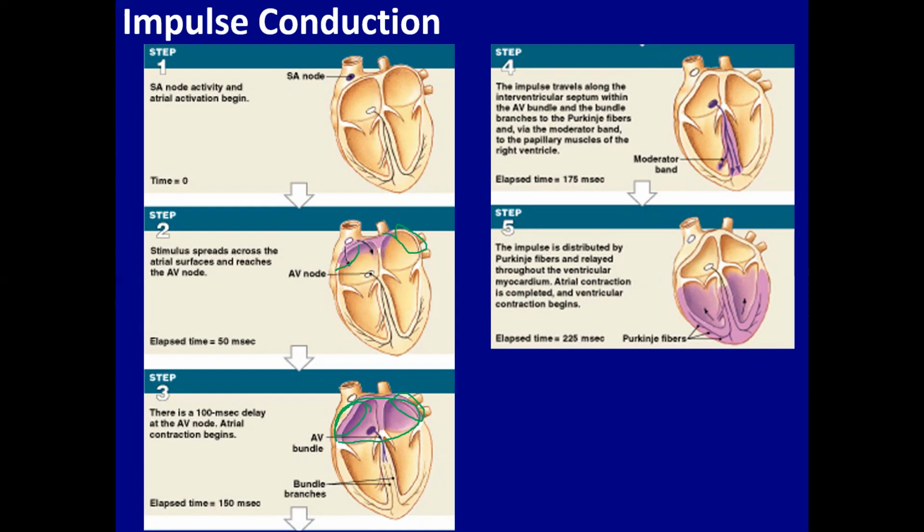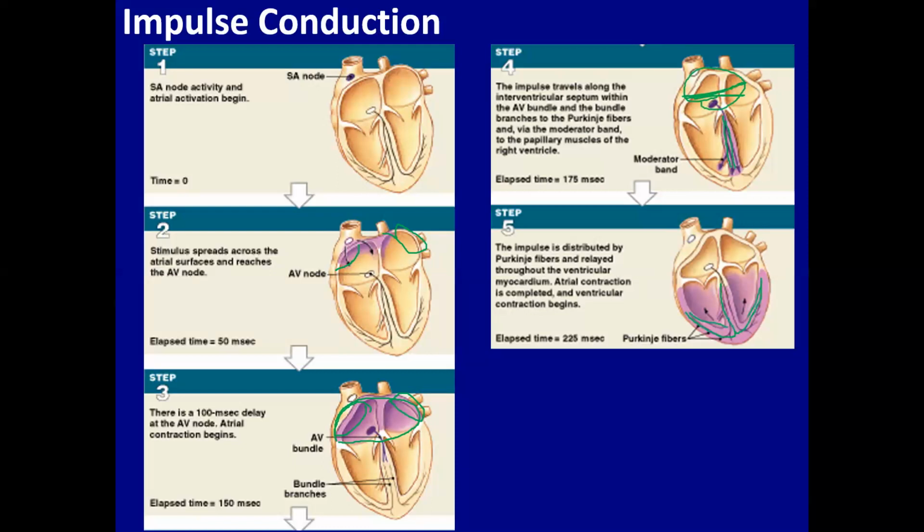Notice in step 4 where the purple is. This is showing you where the impulse is. The impulse is now in the interventricular septum. So the impulse is no longer up here. It is in the interventricular septum. But what do you see? The atria are still contracted. Once that impulse travels through that interventricular septum and makes its way up the sides of the ventricles, what do you see here? You see contraction of the ventricles.